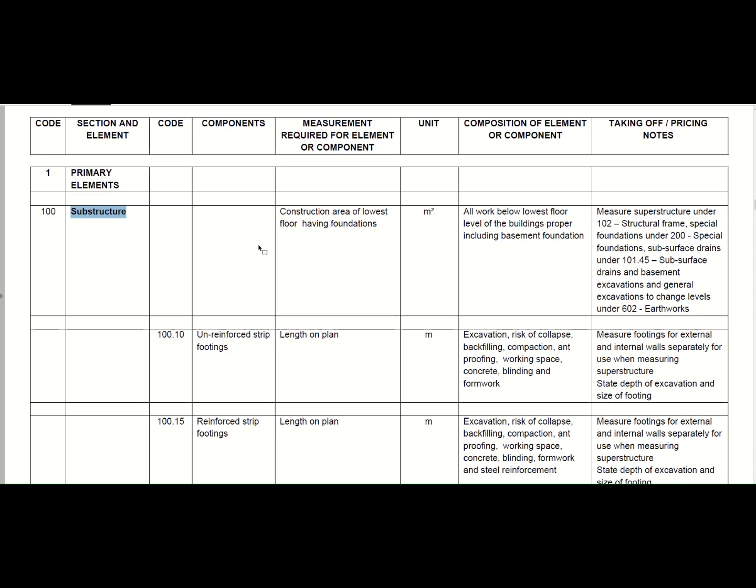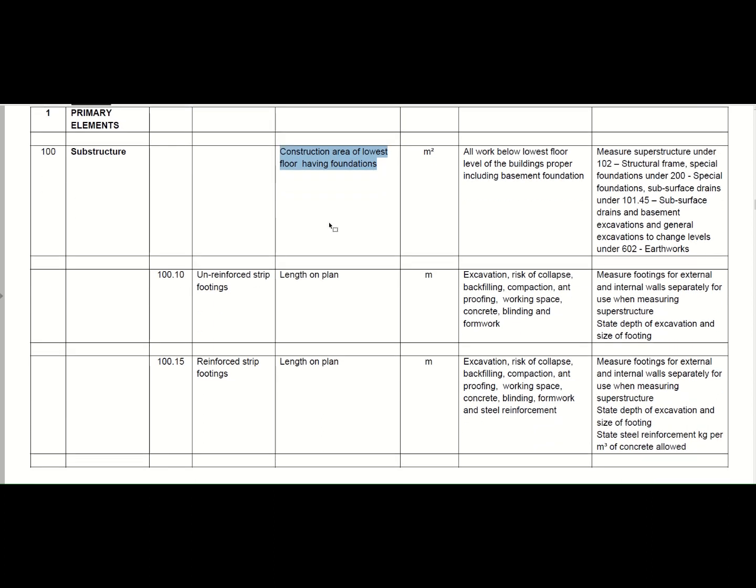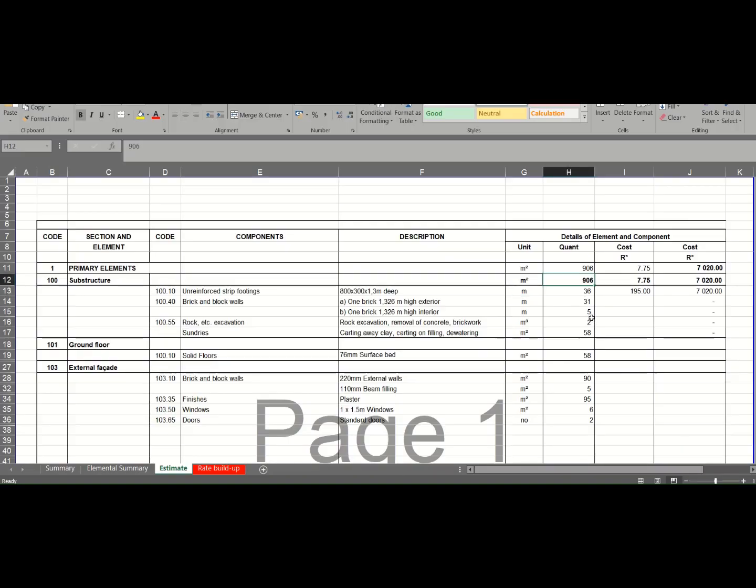So construction lowest area, floor having foundations. Okay, so this item is not applicable. Our first item will be our item 100.10, unreinforced strip footings. This is just like the overview of everything that we've got here. So you will see everything adds up together. I don't know why this is 936, but in your case it will be our total floor area.